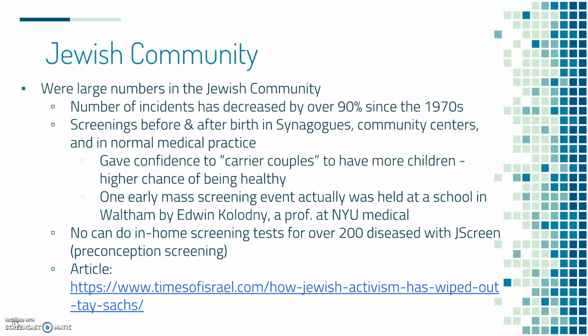So the significance: there is a major significance in the Jewish community. Over the last 40 years, there has been a 90% decrease in the number of incidents of Tay-Sachs, and this is due to the amount of screenings before and after birth in synagogues, community centers, and therefore in normal medical practice. This has given confidence to carrier couples to have more children, since there is a 75% chance that they will have a normal child. And one early mass screening was actually held at a school in Waltham. And now you can do at-home screenings for over 200 diseases with J-Screen, and this is a preconception screening, and this is just a link to the article below.